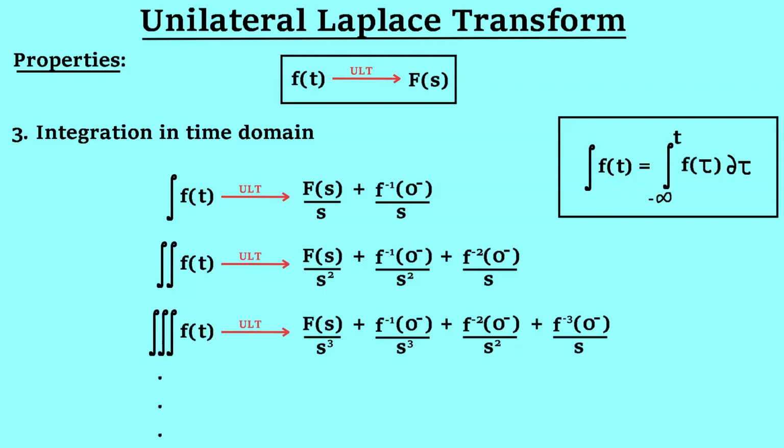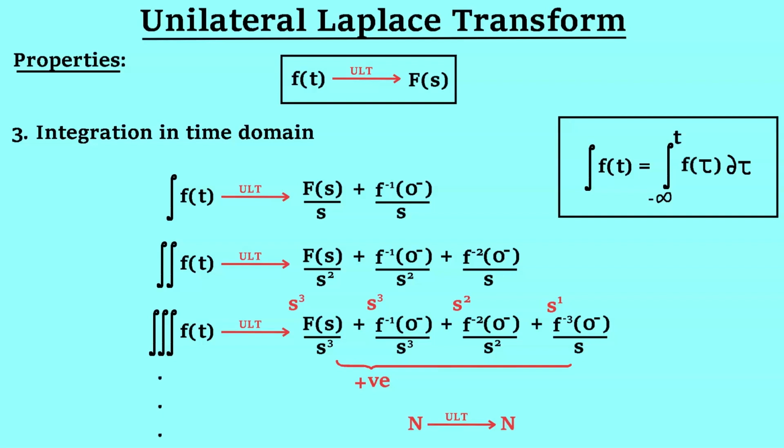Here also we have a regular sequence. If we have to find the unilateral Laplace transform of nth order integral of function f(t), then still we have to find the value of nth order integral of function f(t) just before t becomes equal to 0. Here all the terms are positive and the power of s is a little different compared to the expression which we got for differentiation of function f(t).